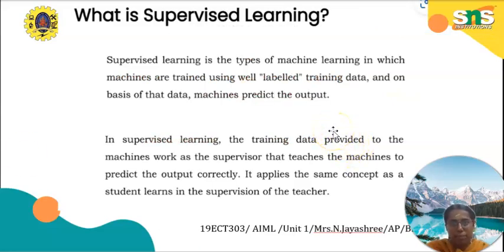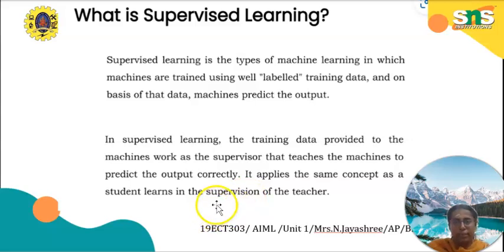Supervised learning is the type of machine learning in which the machines are trained using well-labeled training data, and on the basis of that data, machines predict the output. I will repeat this: supervised learning is the type of machine learning in which machines are trained using well-labeled training data. On the basis of that data, machines predict the output.